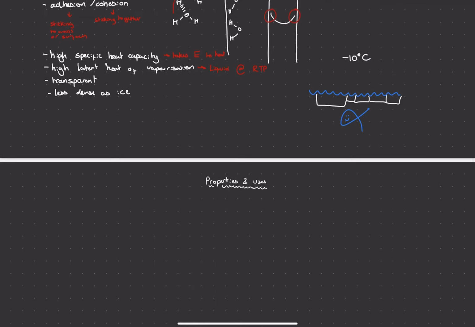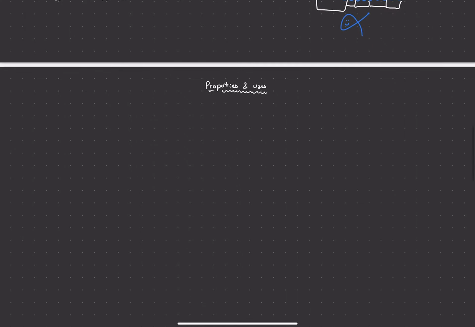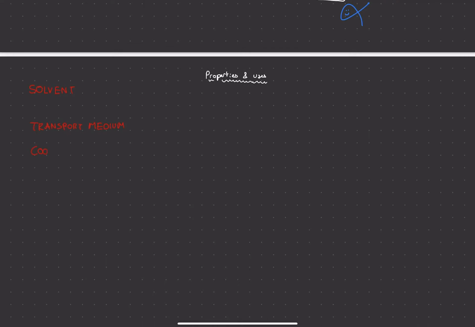So we're now going to talk about these 7 properties. These 7 properties are something that you really have to remember. And we're going to talk about how the 7 properties relate to the uses of water. Now, according to A-level biology, OCR specifically, there are 4 types of uses of water. Water as a solvent, water as a transport medium, water as a coolant, and water as a habitat.